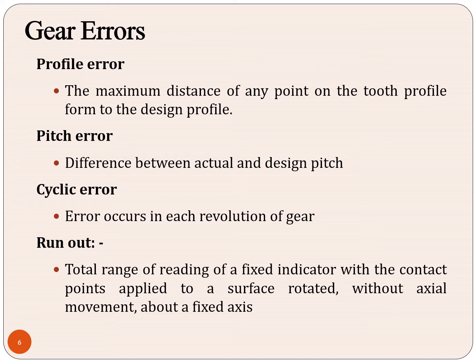Another is the cyclic error. In each revolution of the gear, this error occurs. Run-out is another important error. It is the total range of reading of a fixed indicator with the contact point applied to the surface, rotated without axial movement about a fixed axis. That is run-out error.